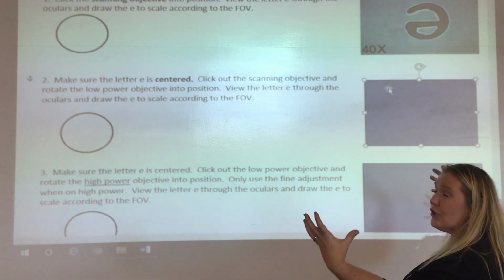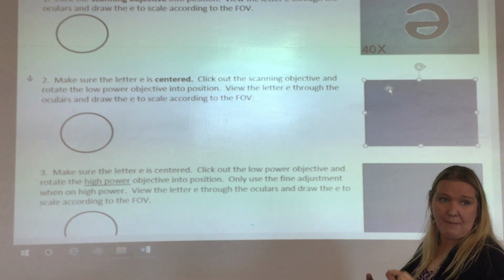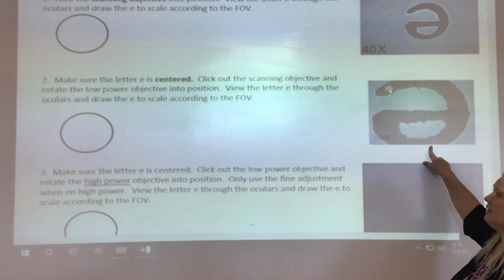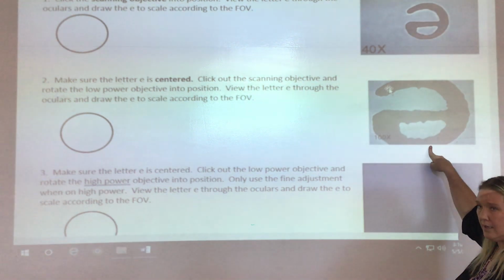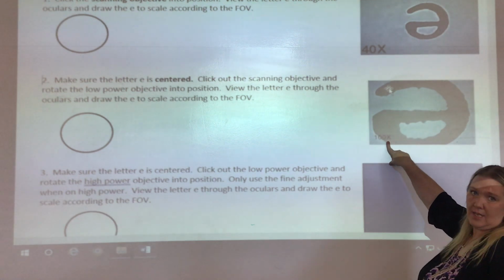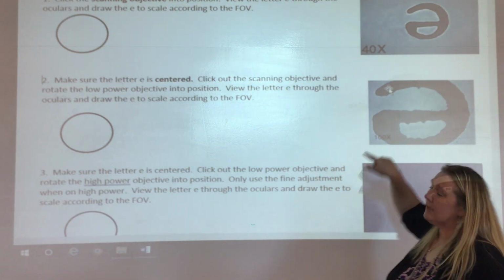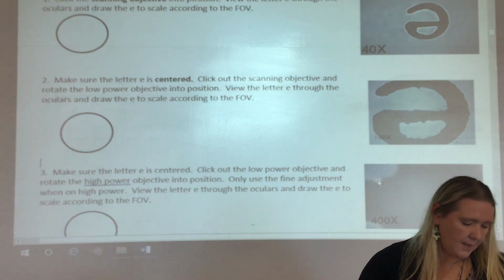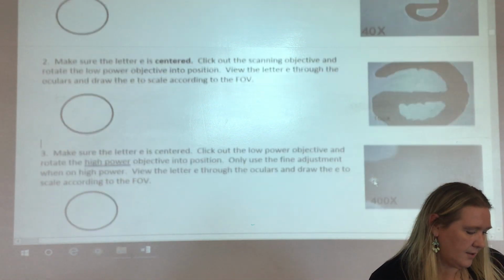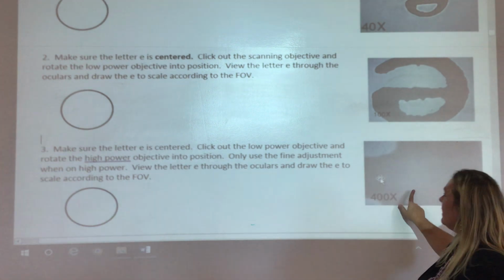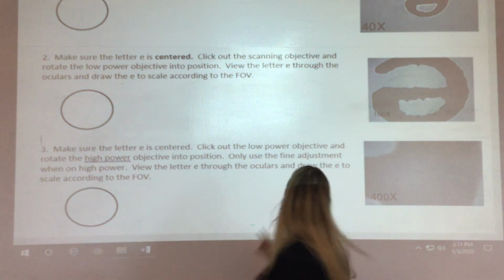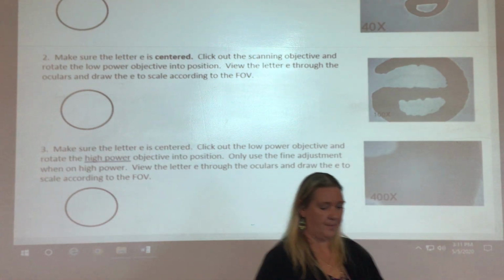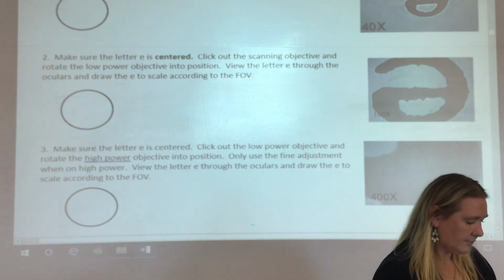It has the largest field of view and the lowest magnification. And then for the next one, the low power, 100 times magnification, you see a little bit more detail. Your last one should have looked something like this, where you're not seeing the entire E anymore because it's magnified so much.